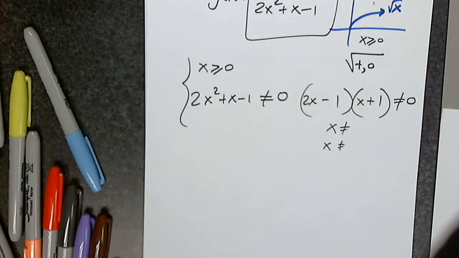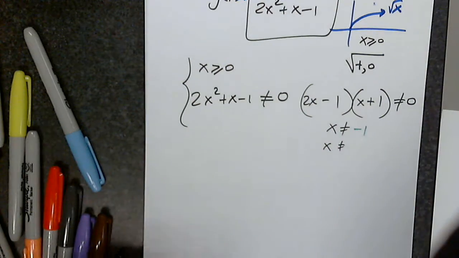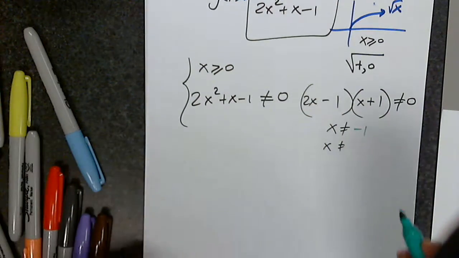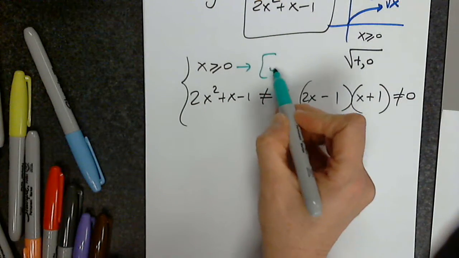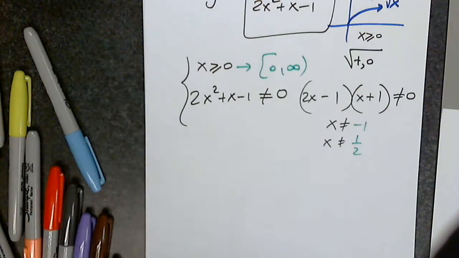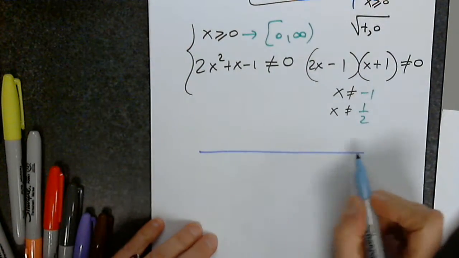What are those values that have to be excluded? Negative 1. And this one, you move 1 to the other side and you divide by 2. 1/2. And obviously, this is 0 to infinity. These two conditions have to be fulfilled at the same time. So here's what I recommend. I will graph this on the real line.